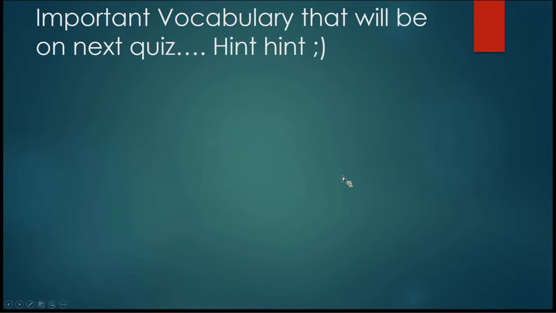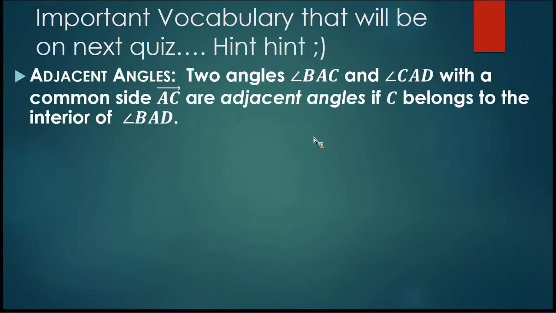The next important thing we're going to discuss, just briefly, is the vocabulary that was discussed in this lesson. And you will see this on your next quiz. First, adjacent angles. Two angles, angle BAC and angle CAD with a common side AC, are adjacent angles if C belongs to the interior of angle BAD. That is very important to note.